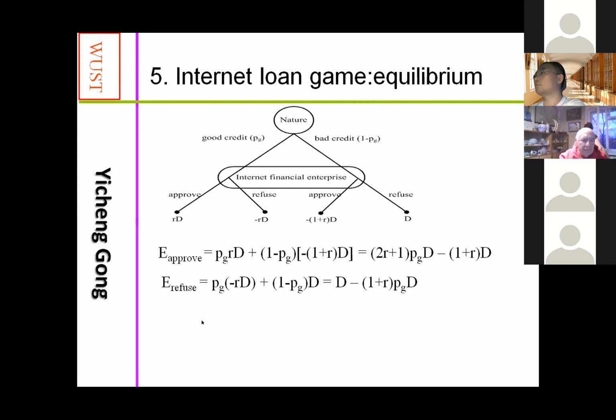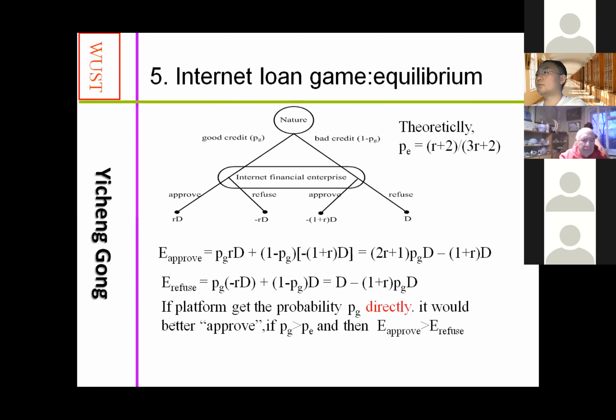And similarly, we can get the expected payoff of the internet financial enterprise when it chooses the strategy review. Theoretically, if E approve equals E review, we can get PE, the probability of equilibrium, which is (R+2)/(3R+2). And we know that if the platform gets the probability PG directly, it would be better to approve if PG is greater than PE.